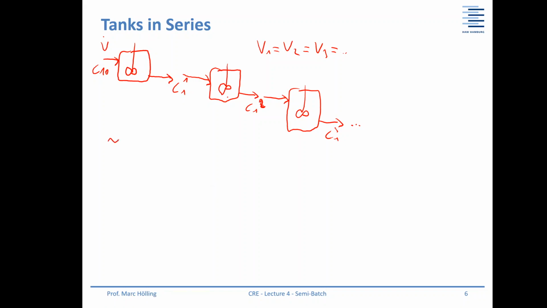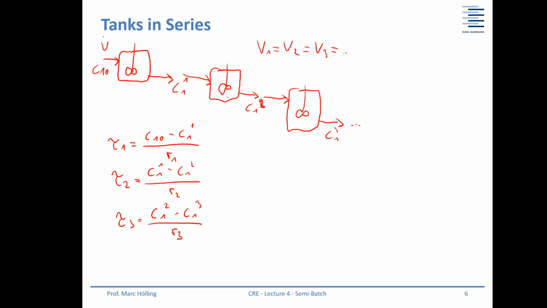Basically every tank in this cascade behaves like a perfect CSTR. So you can say tau 1 is C10 minus C11 over R, tau 2 is C11 minus C12 over R, with 1 for the first reactor and 2 for the second, and tau 3 is C12 minus C13 over R3, and so on. If you look again at our very mighty graph, here you have C1 and 1 over R. Again, it should be something like this. Here you have your inlet concentration, C10. Then your first tank reactor might be something like this.